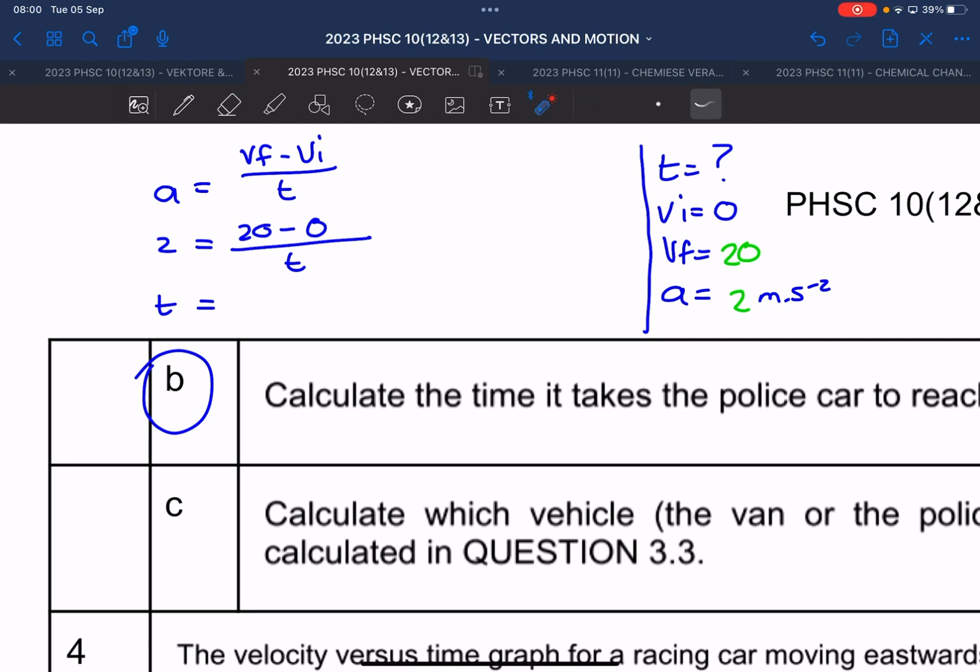Alright, so then the t is underneath the fraction. You don't want it there. You take it up. And then the 2 goes down. And then what do you get, Lesedi? Without a calculator. Dankie. 10 seconds.